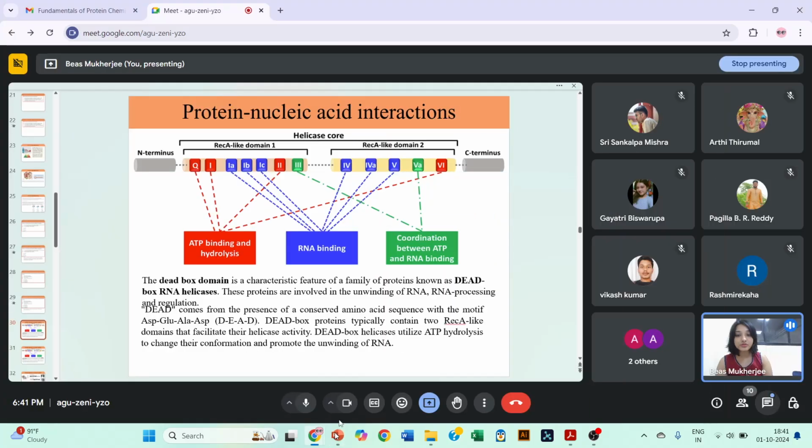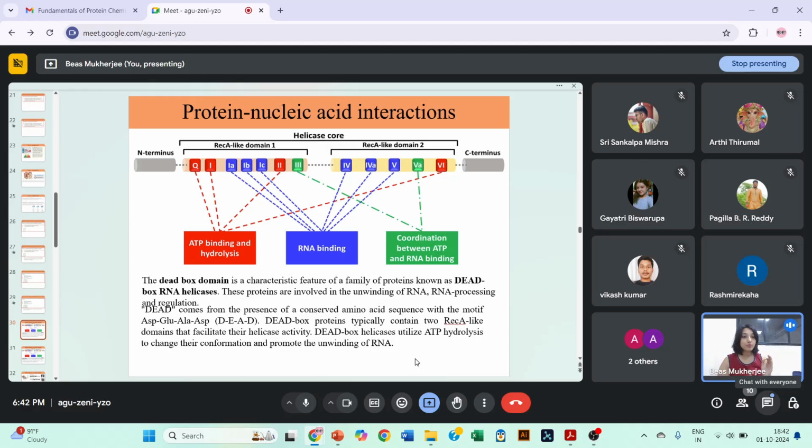Now we will read about the different motifs or different domains in proteins that interact with RNA. Okay, so there are different domains in proteins that interact with RNA. This is one of them. This is called the DEAD box domain. You can read about all of these different domains. So please refer to the books that I have mentioned. There are different websites where you can read about all of these.